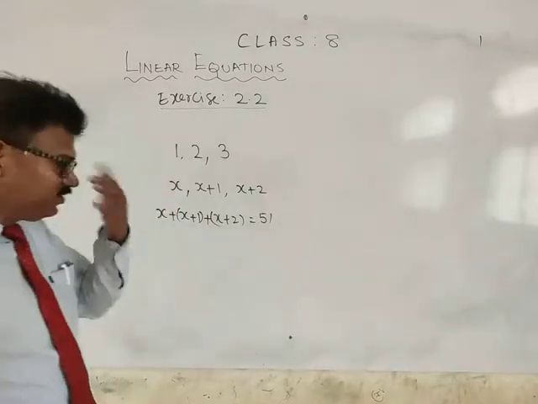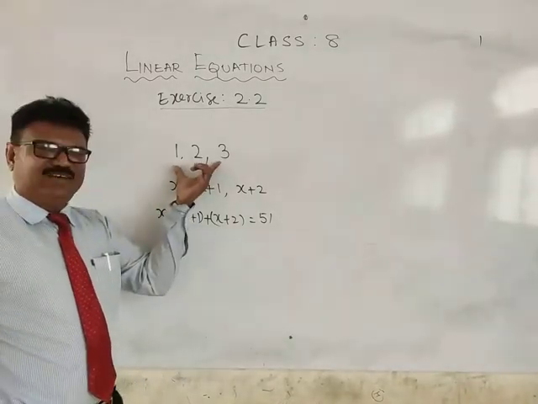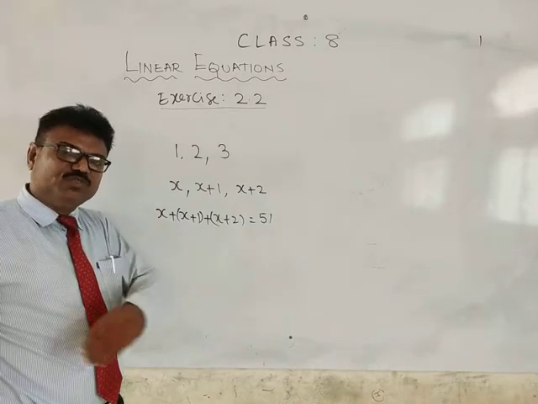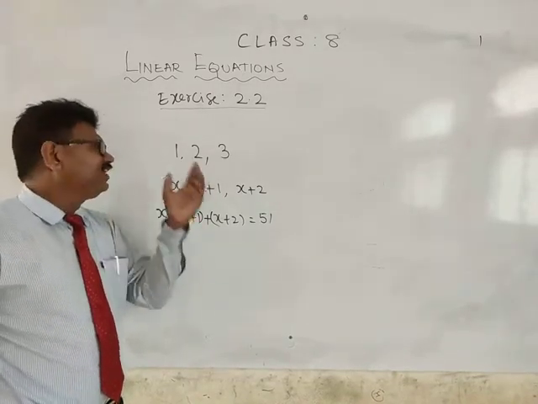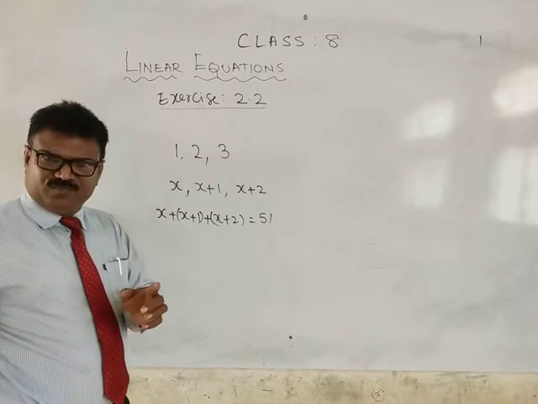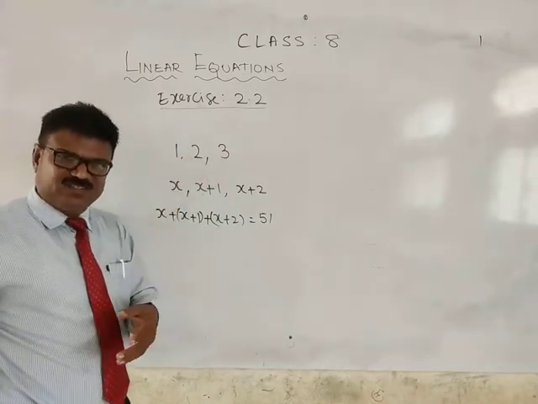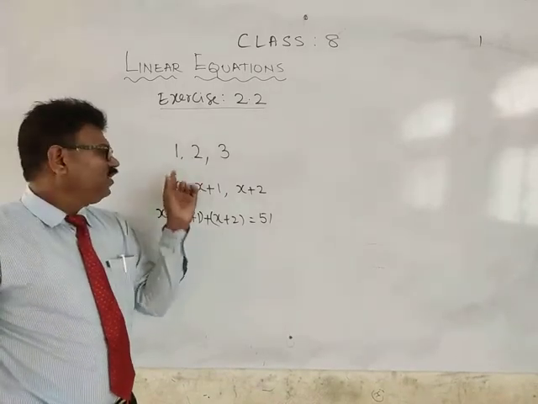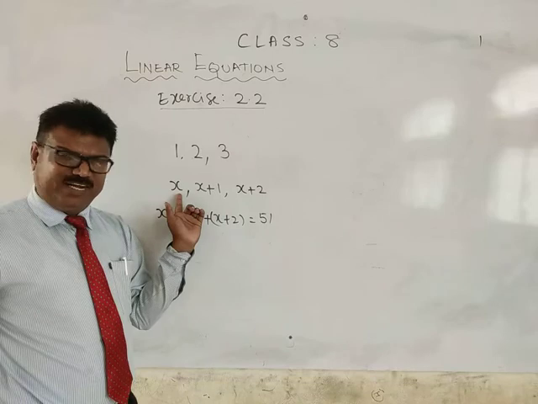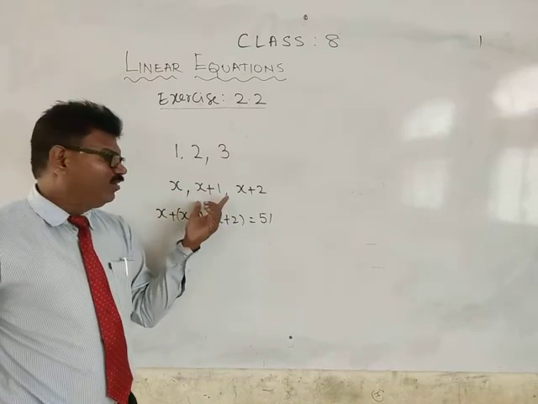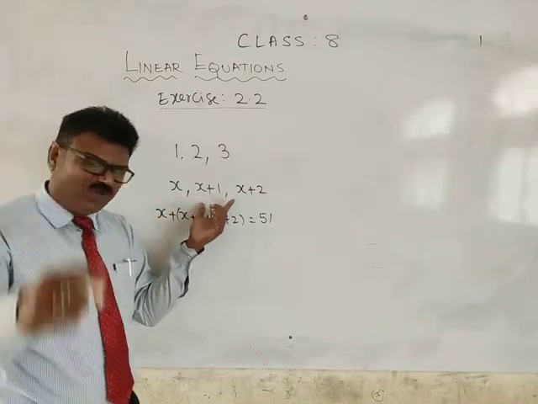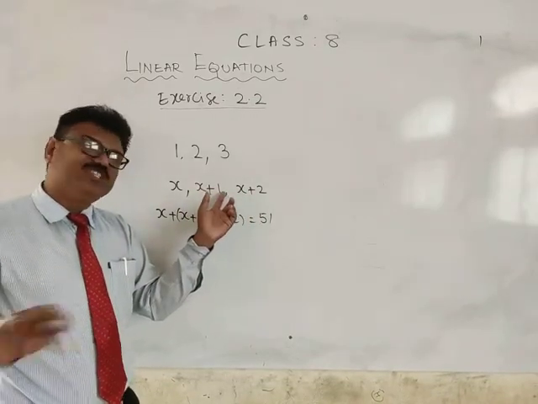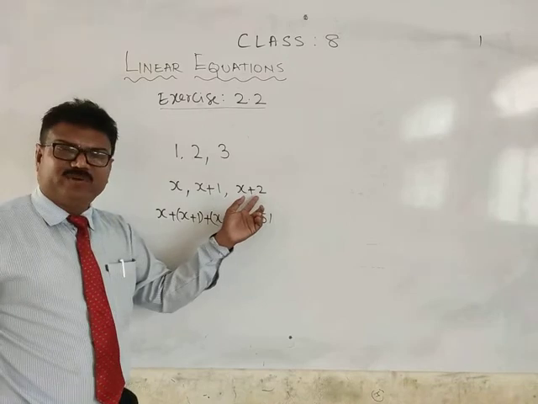Very, very simple. What has he given? 3 consecutive numbers. Consecutive means continuous numbers. Whatever I have taken here, 1, 2, 3, you can take 4, 5, 6, or 10, 11, 12. No problem. But what I have taken is very, very important. One is x. Second one will be x plus 1. The difference will be 1 only. Next number also 1, x plus 1 plus 1, so it will become x plus 2.